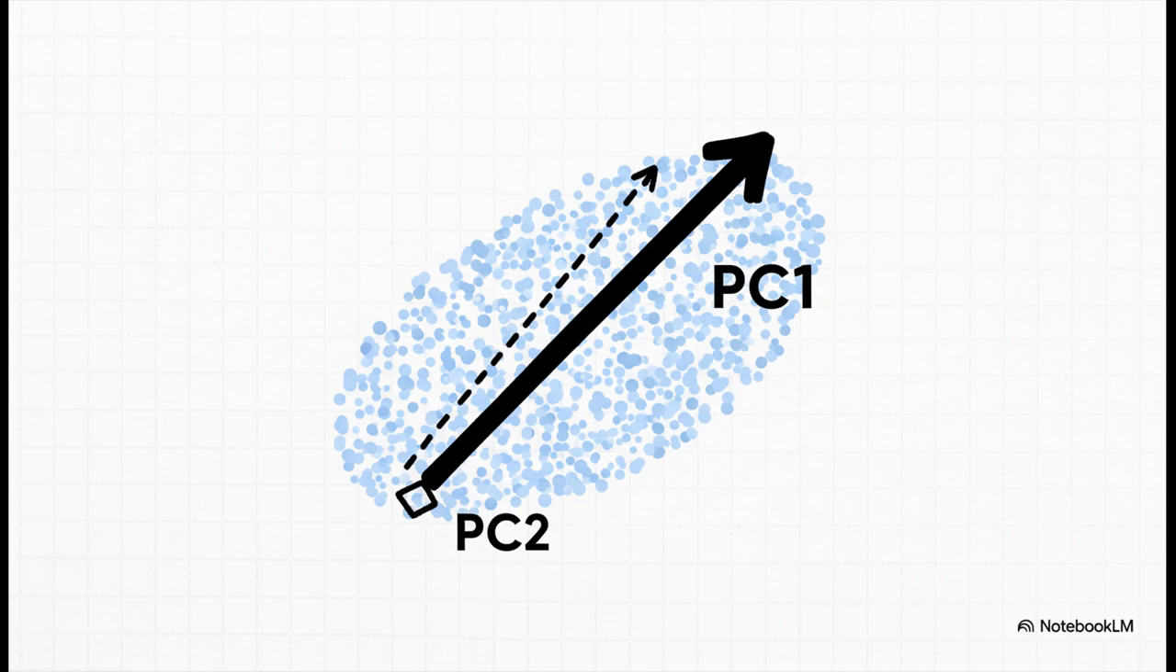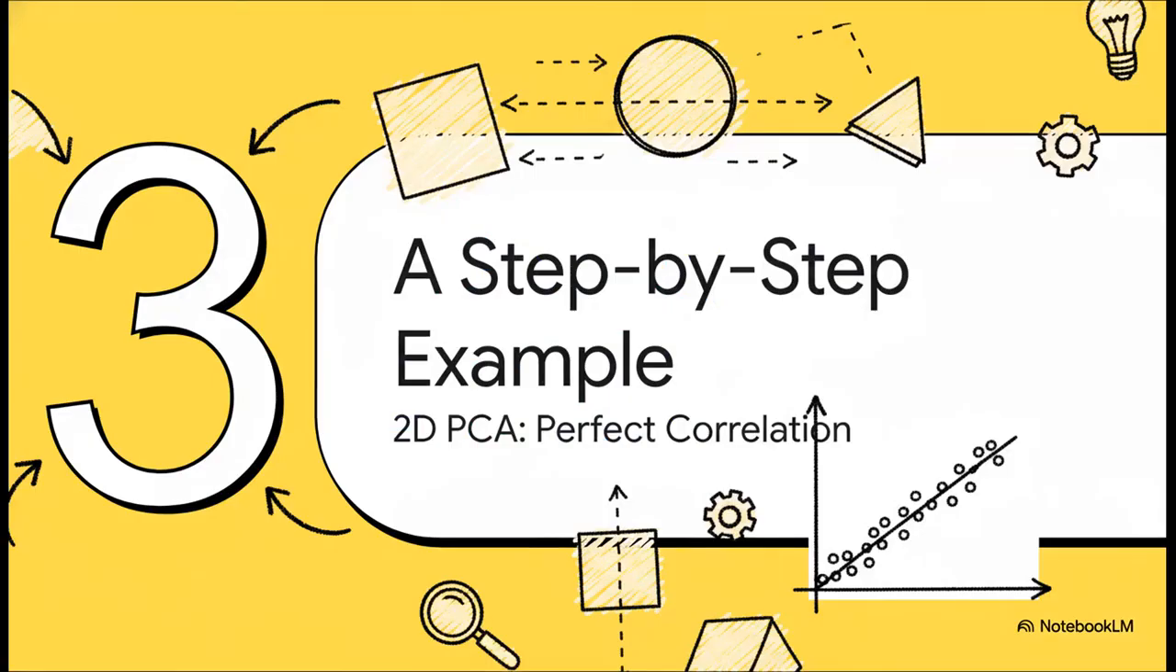Okay, and then for the second component, PC2, it does the same thing. It finds the direction with the next most information. But, and this is the really important part, it has to be at a perfect 90-degree angle to that first component. Each new component we add grabs the most information that's left, giving us this perfectly ranked list of our data's most important directions.